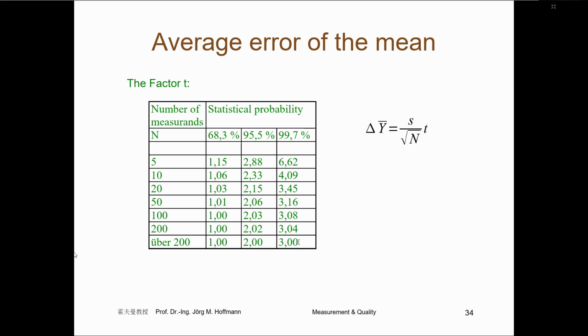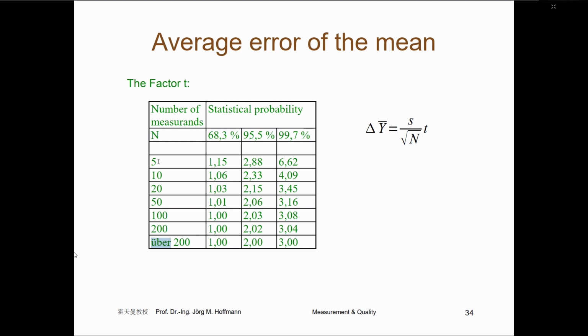95.5, that is 2s. 99.7, that is 3s. But when you have a lower number, sorry, I have forgotten to translate this word. That means more s, that is German. More than 200 means this. When you have lower numbers of measurements, your standard deviation gets an additional uncertainty. And therefore, this t is not 1, 2, 3. This t is a little bit more.